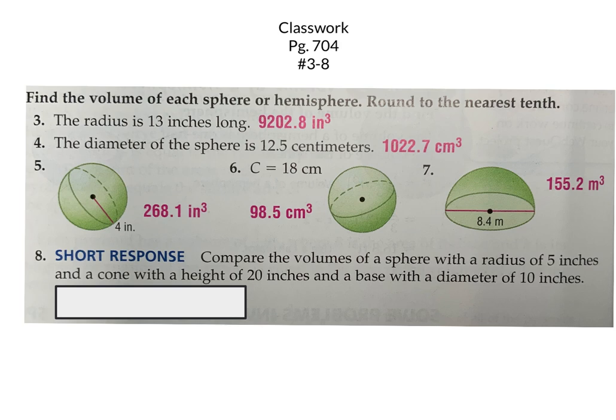All right, the last one said compare the volumes of a sphere with a radius of 5 inches and a cone with a height of 20 inches and a base with a diameter of 10 inches. They were the same. And they left it in pi, but if you did it as a decimal, that's fine as well.